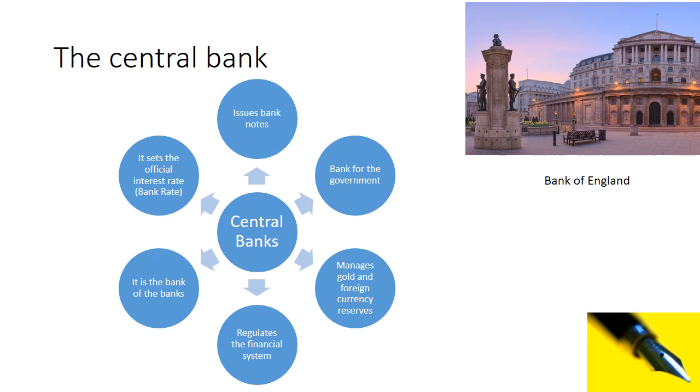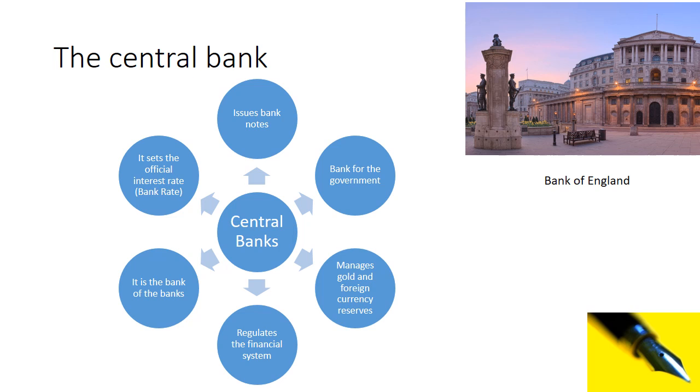So you and I, as households, cannot get an account with the Bank of England. The Bank of England is the bank for the government. It's not a bank for households. So the Bank of England is the bank for the government.